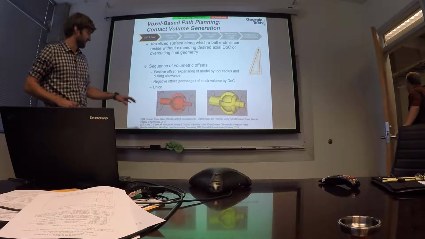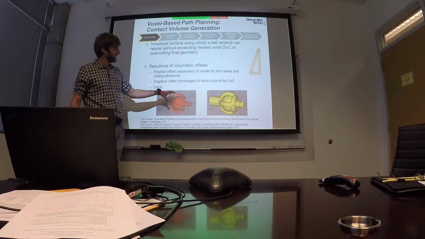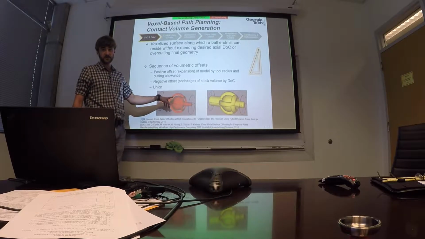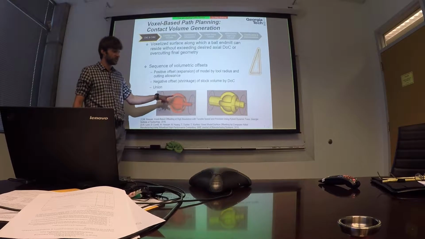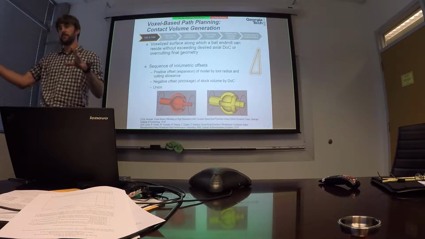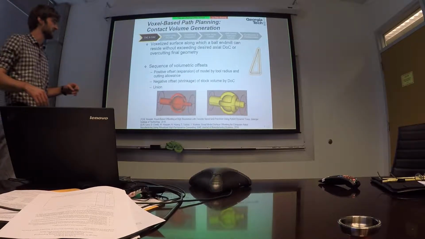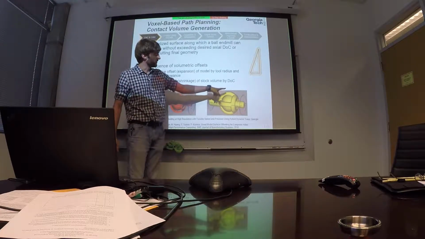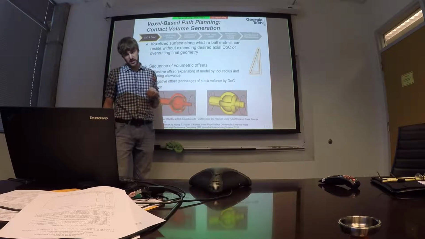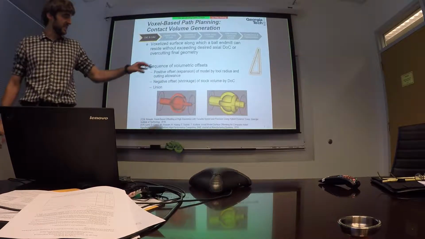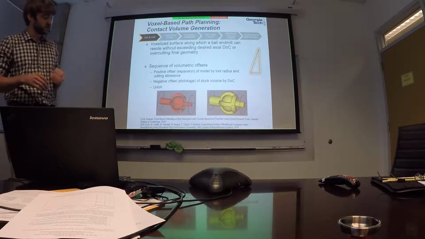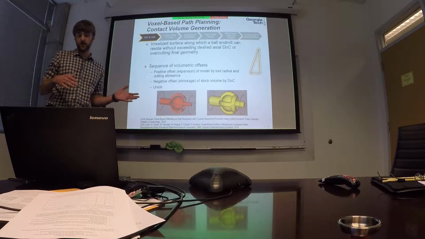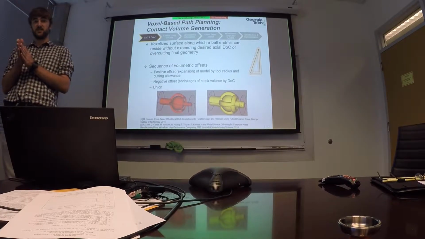So back to offsetting for a second here. If we drag the spherical structuring element along every voxel on the surface of this part, remember the part surface is made up of these little cubes, and then we record the outermost point of the structuring element, we will end up with a surface as shown by the yellow volume there. Okay, so that is an offset, but a contact volume is actually a series of offsets.